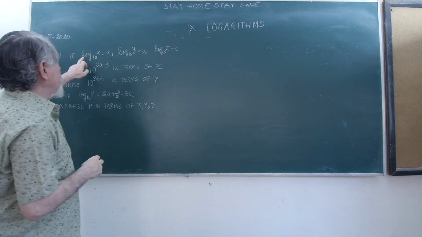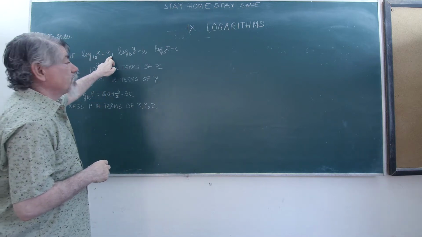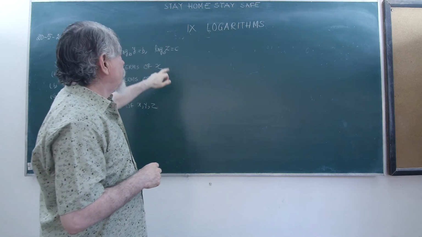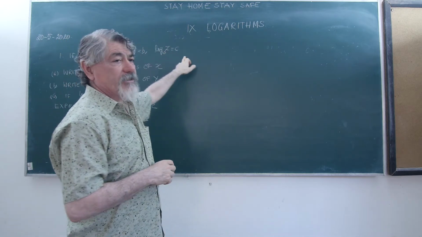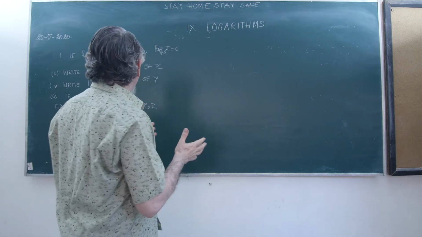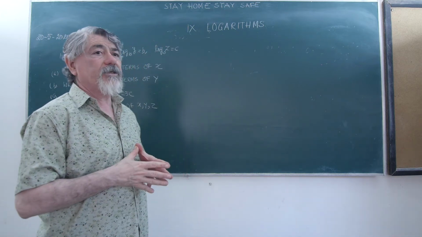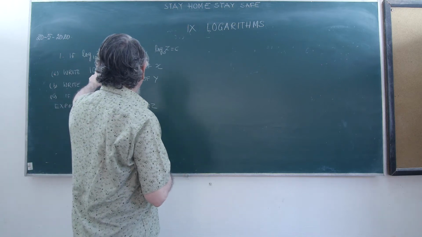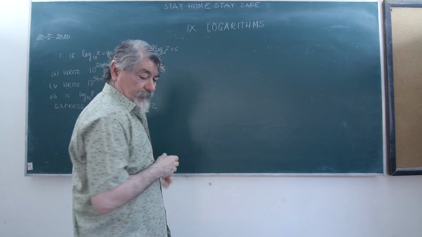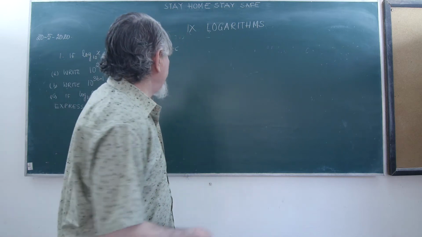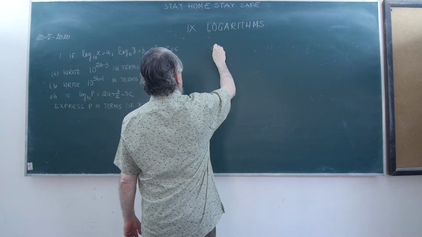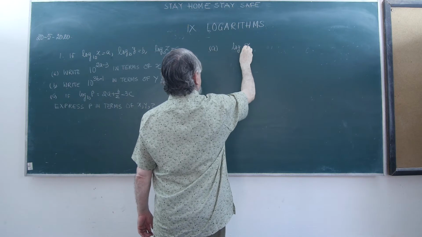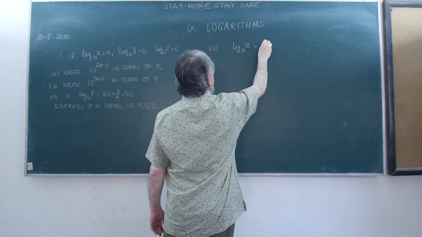common logarithms. So log x to the base 10 is equal to a, log y to the base 10 is b, log z to the base 10 is equal to c. These are given: log x, y, z are given in terms of a, b and c. He wants to express 10 to the power 2a minus 3 in terms of x. Like if you have log x to the base 10 is equal to a.